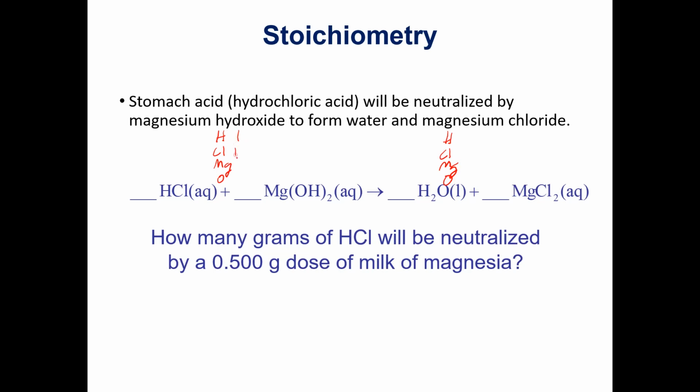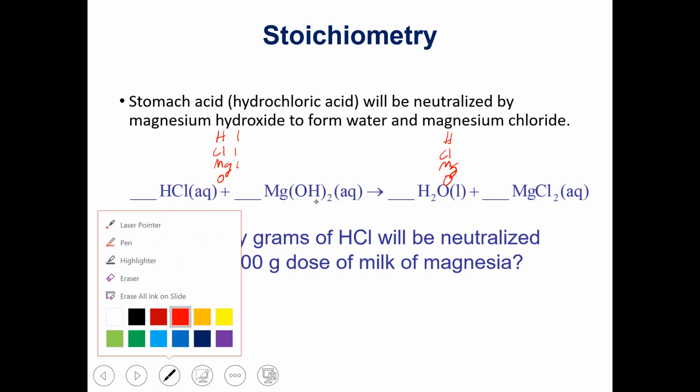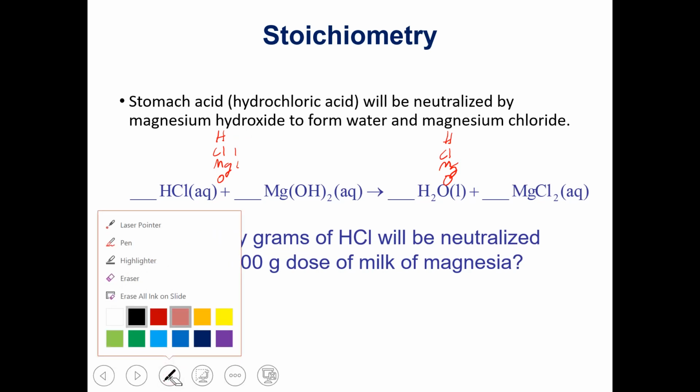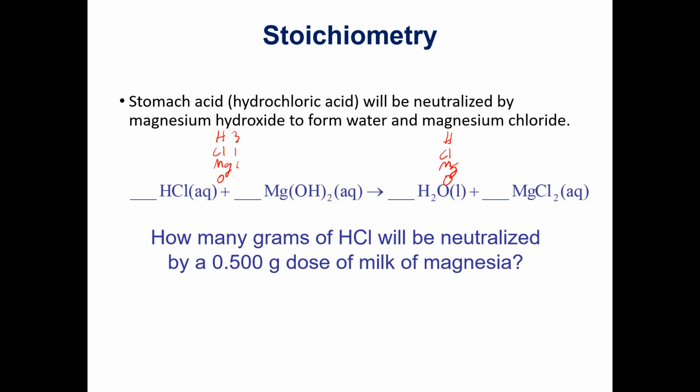So we have 1 hydrogen, 1 chlorine, 1 magnesium. This 2 here applies to the entire hydroxide ion, which means we have 2 oxygens and 2 hydrogens. So we have 1 hydrogen over here and 2 over here, which means that we actually have a total of 3 on the reactant side. And we have 2 oxygens. On this side, we have 2 hydrogens, 2 chlorines, 1 magnesium, and 1 oxygen. So if we look through right now, magnesium is the only thing that's balanced.